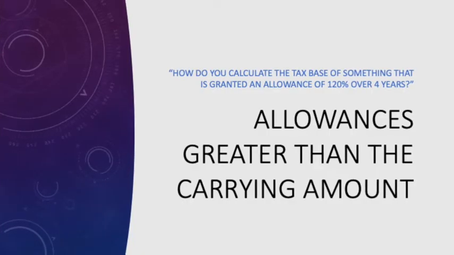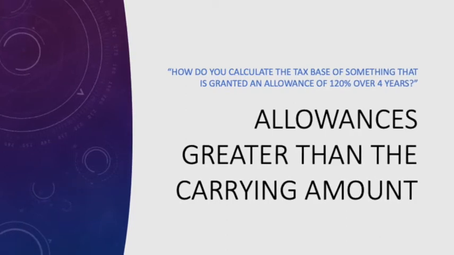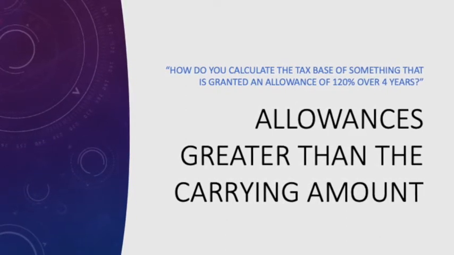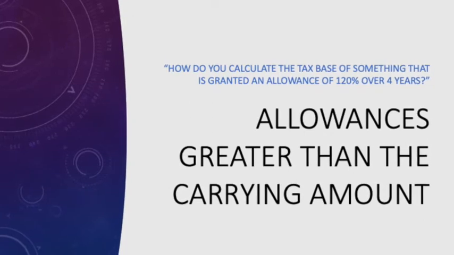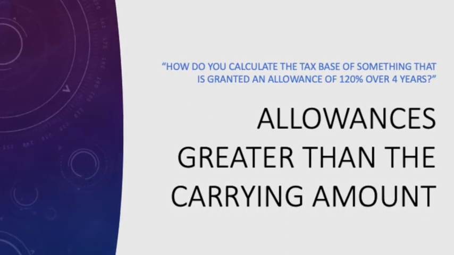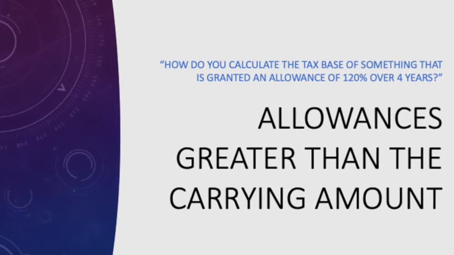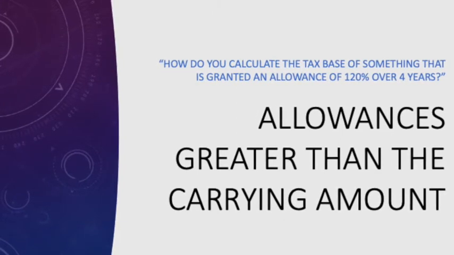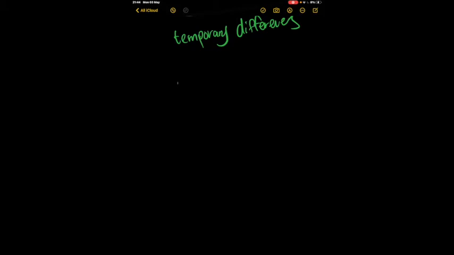Okay, next question. Allowances greater than the carrying amount. How do we calculate the tax base of something that is granted an allowance of 120% over 4 years? So this is quite a nice one to think about. Let's imagine we have this asset over here, and for this asset, the revenue service is going to give us 120% as a deduction. Now, when we're trying to calculate our deferred tax, how are we going to go about this?